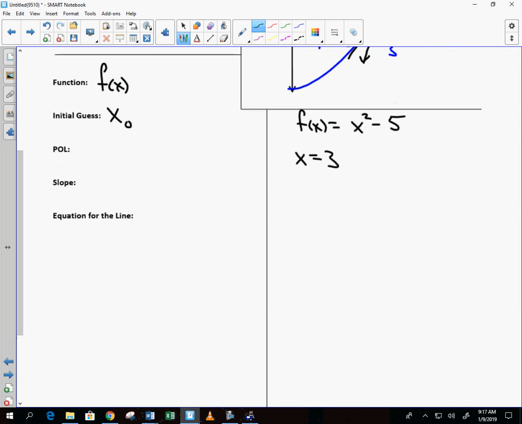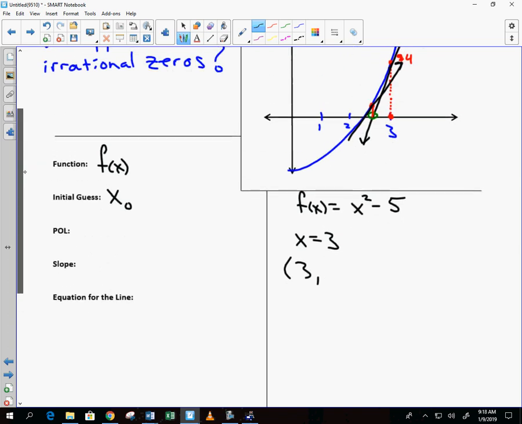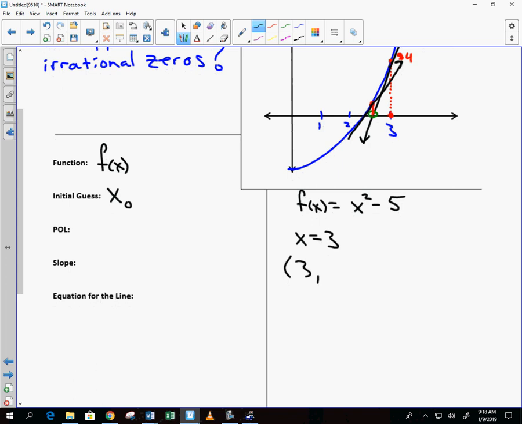Once we have x equals 3, we found the point on the line. Well, we knew 3. What did we do with 3 in order to come up with the y value? We plugged it into the function. We got 3 squared is 9. 9 minus 5 was 4. So, in order to determine the point on the line in an abstract sense, we got x sub 0. What would the y value be? f of x sub 0.